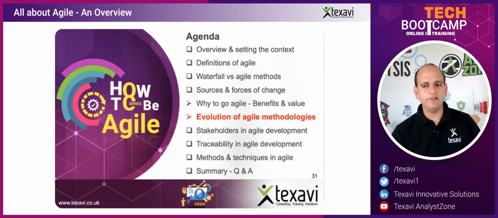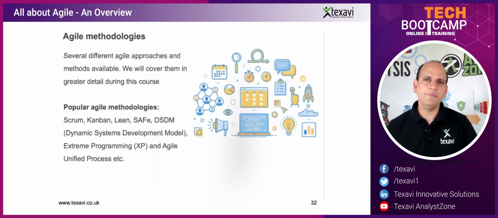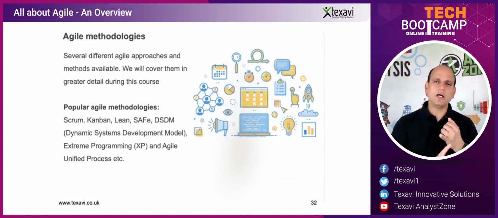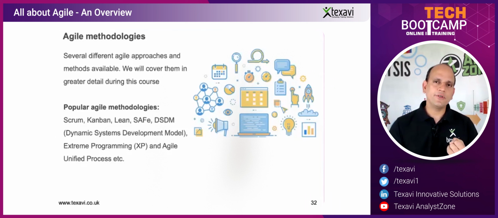A quick look at the evolution of Agile methodologies. When we talk about Agile methodologies, there are loads of them. We're going to cover each of them in detail. We've been talking about Scrum. The sprints, the sprint review, the Scrum meeting, the sprint retrospective, even the Scrum Master. All of these roles and activities are part of Scrum.